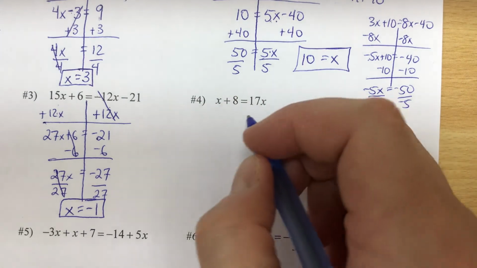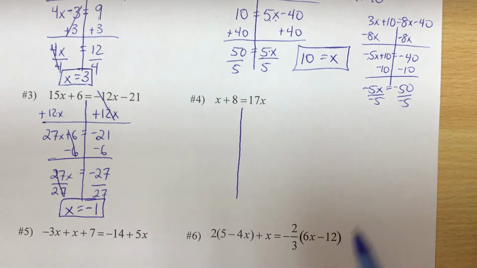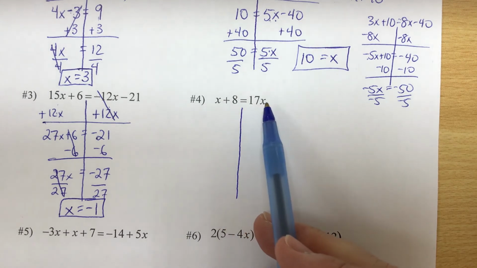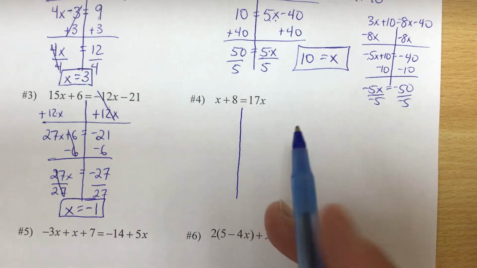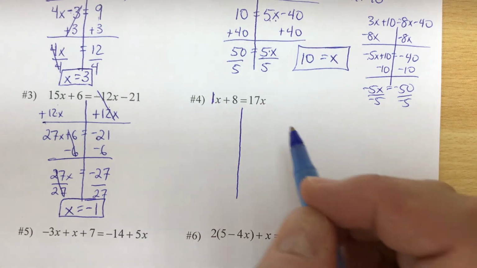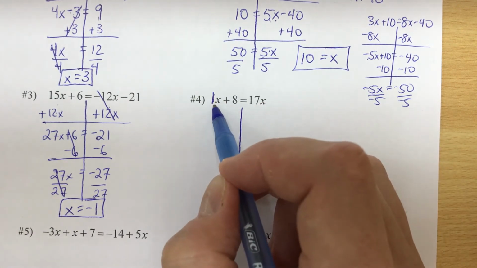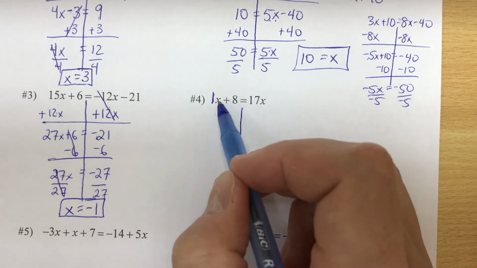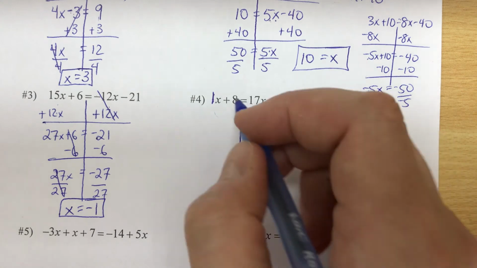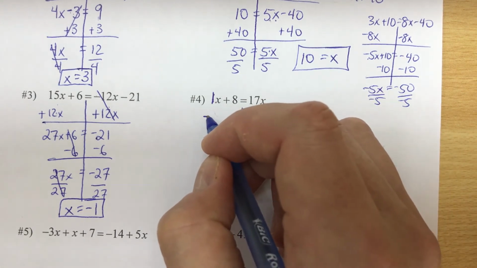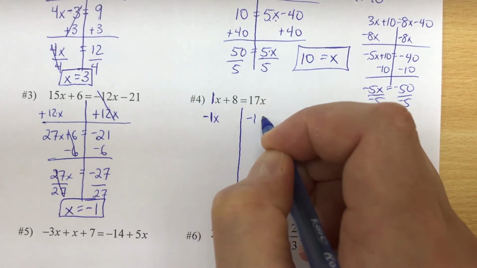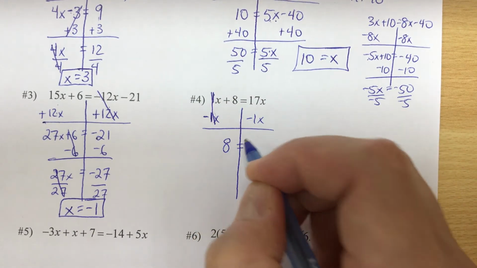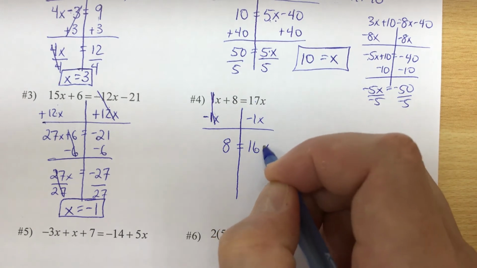Now on number 4 here, this one looks different because we only have one constant. 17x is already kind of by itself on the right side. So if I have the choice, I will move this x from the left to the right. There's no point in me moving 17x because then it's on the same side with the plus 8. Now this is a 1x. To move a positive 1x, we subtract it, both sides. So we get 0x. 8 on the left side, 17 minus 1 is 16x.